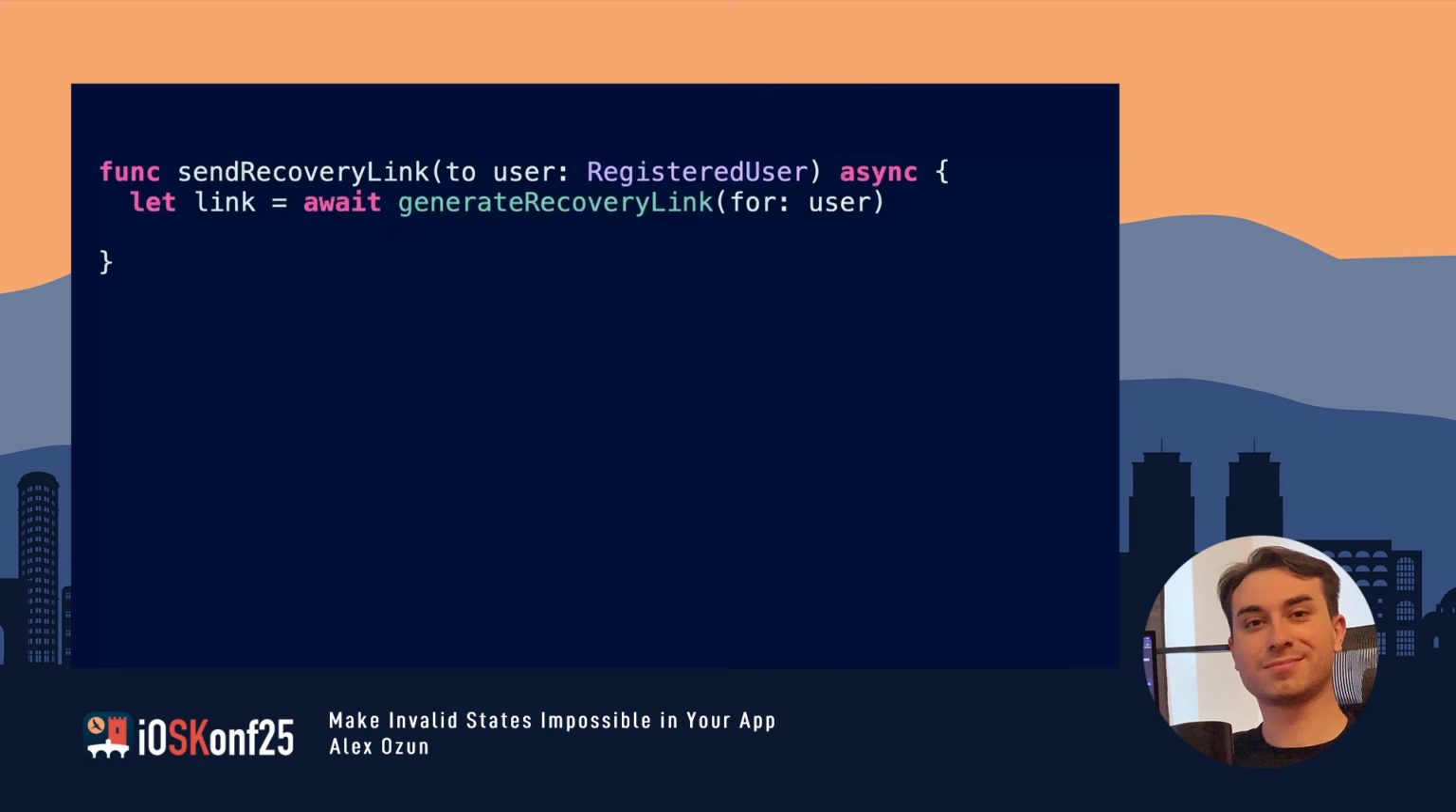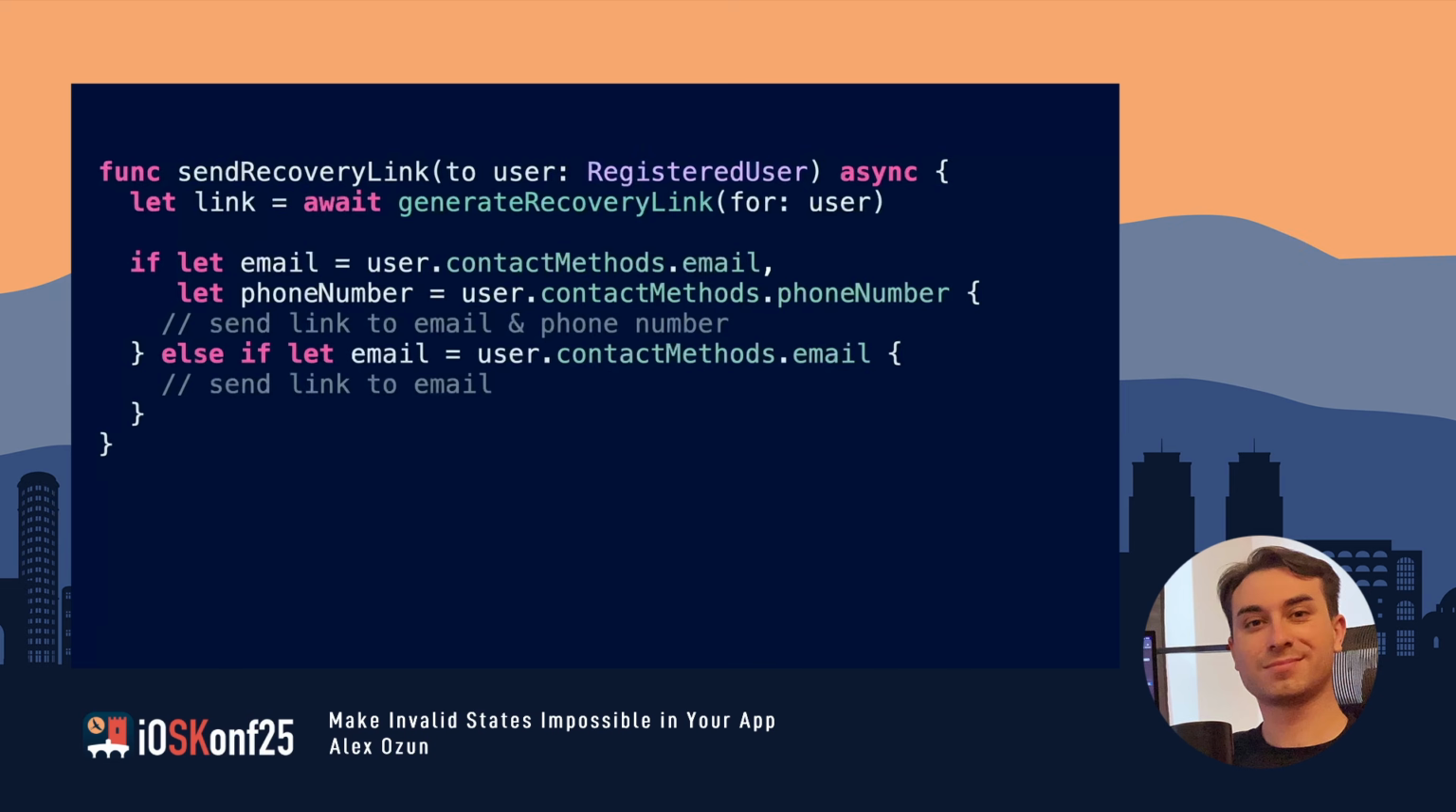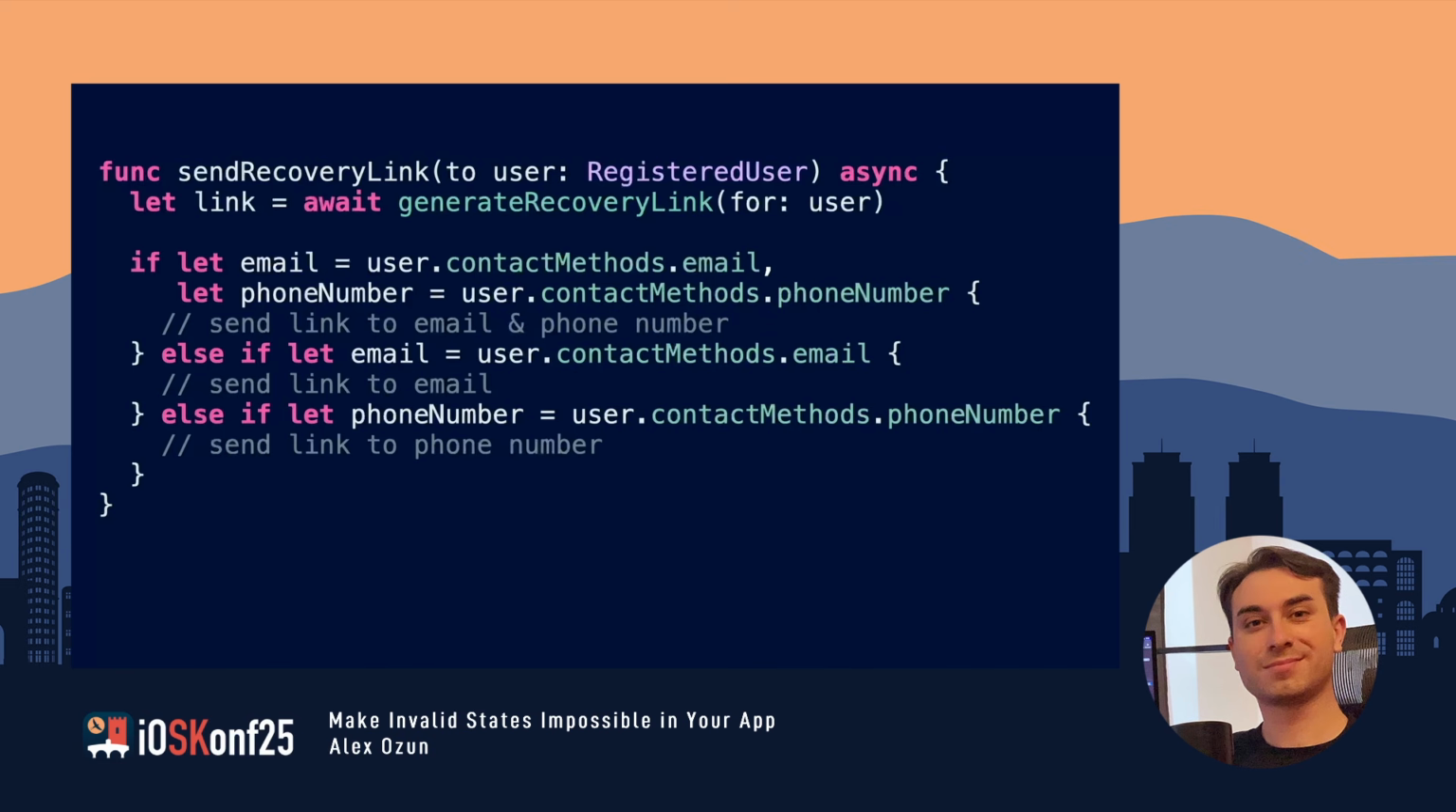So we generate the recovery link, then we go and check their records, see, okay, you have both email and phone number, let's send it to both. Whatever is more convenient, you'll pick up. If it's only an email, we send it to your email. And if it's only a phone number, we'll do the phone number. But now, I'm sure most of you have noticed this.